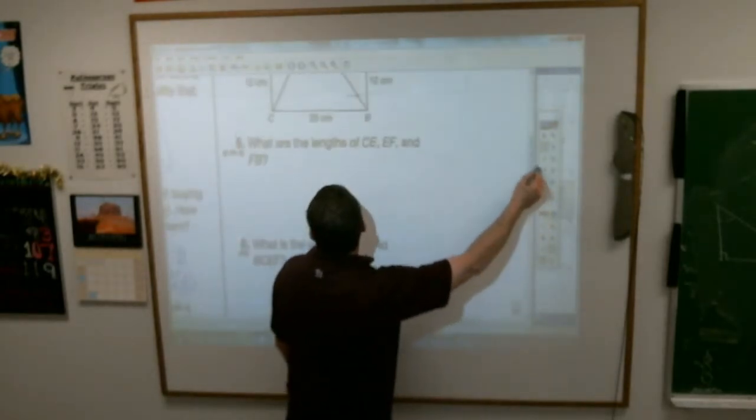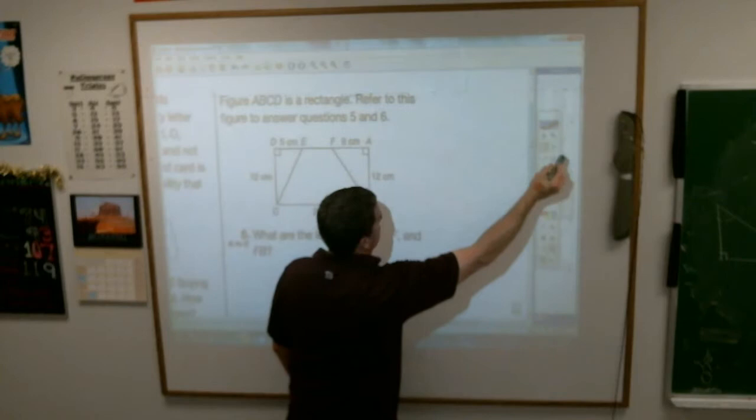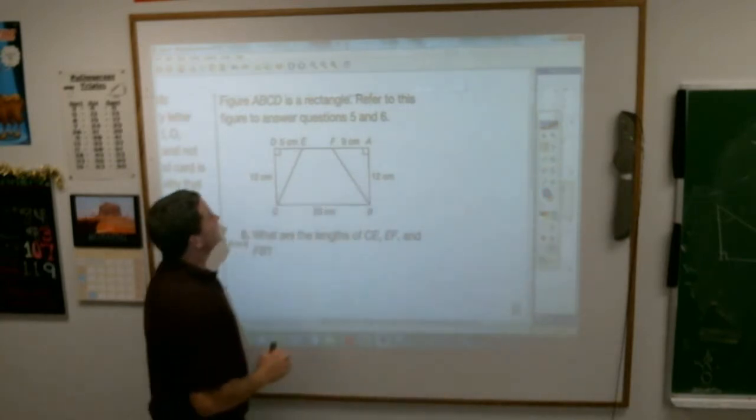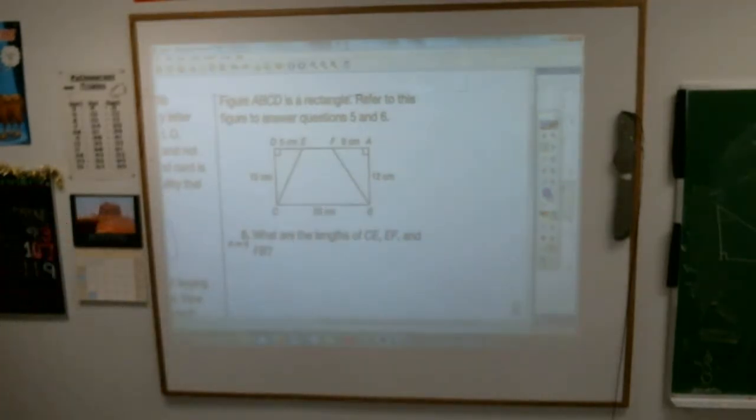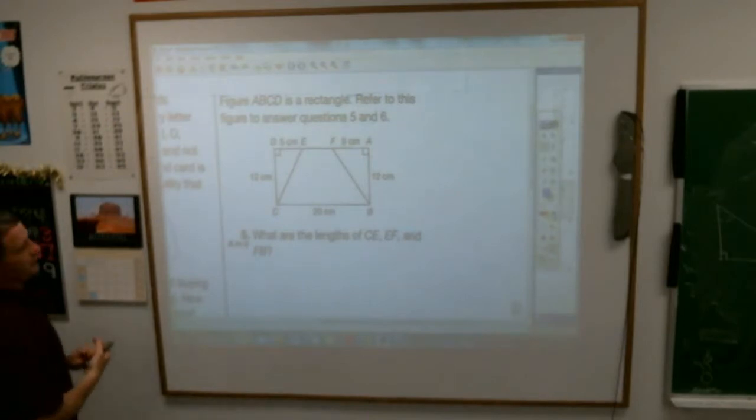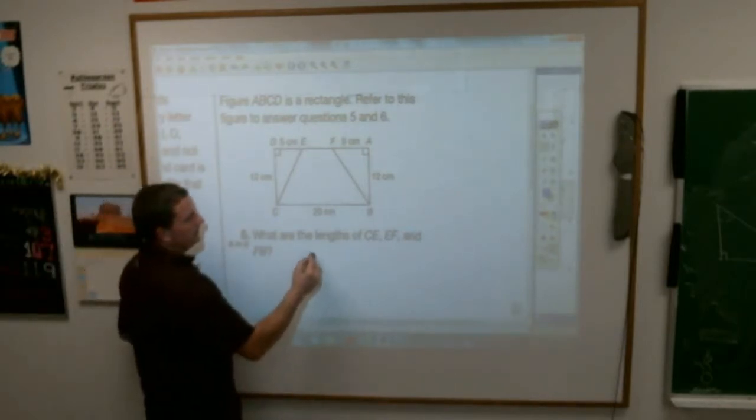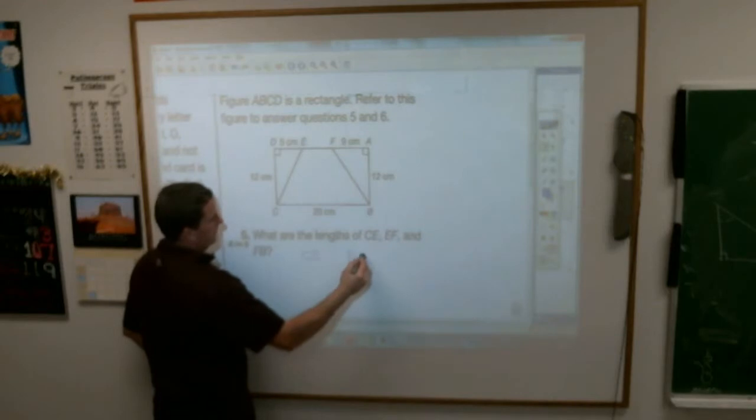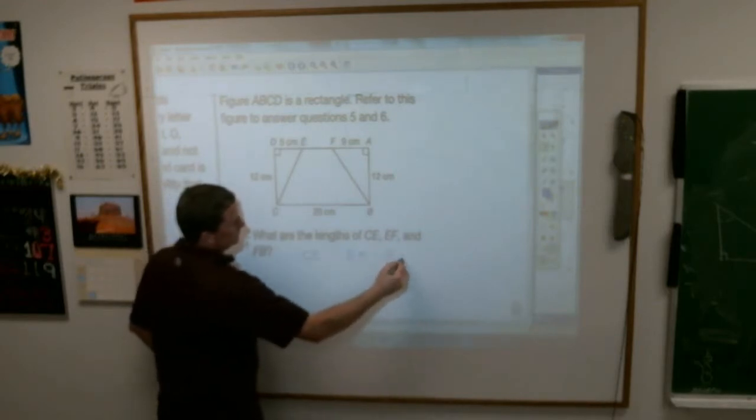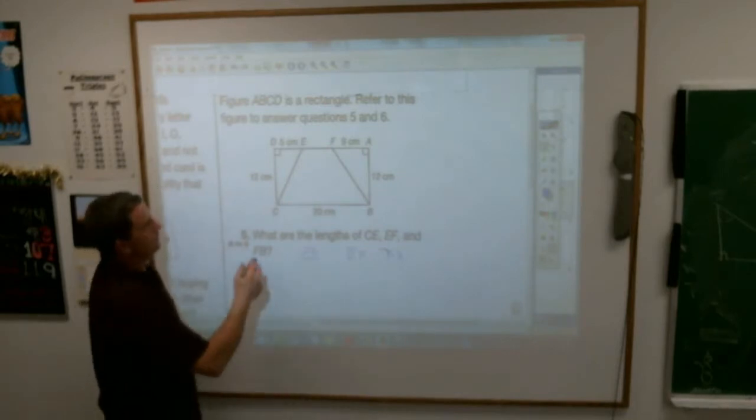Steamrolling here, kids. Oh, this one's my favorite one. Figure ABCD is a rectangle. Refer to the figure and answer questions 5 and 6. What are the lengths of CE, EF, and FB? Well, what is CE? From here to here.